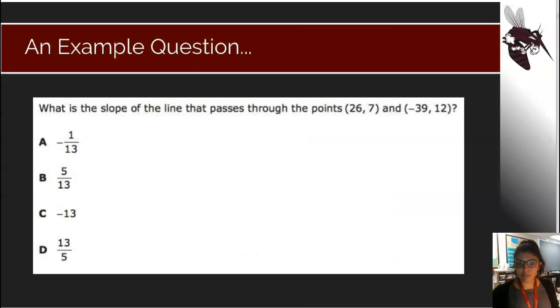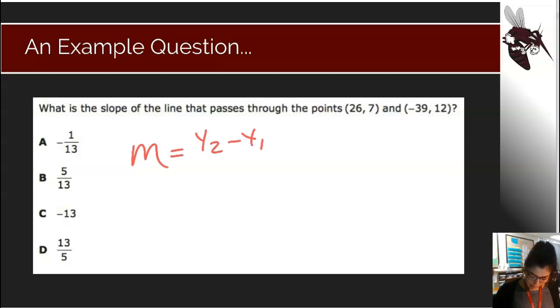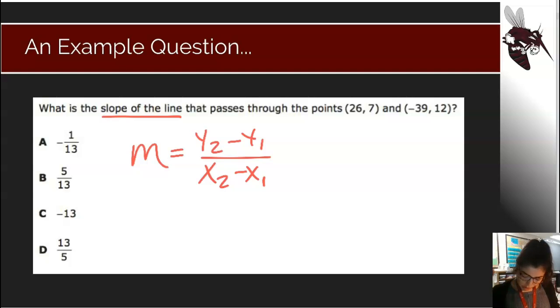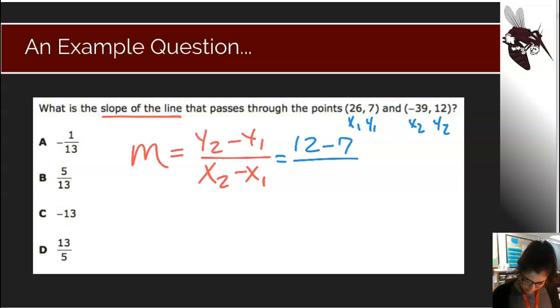So an example question taken from a STAR test is, what is the slope of a line that passes through these 2 points? Well, this is just like what we had before. We look at our formula chart, and we know that the slope of the line is a whole formula that's on my formula chart. All I have to do is put the pieces where they belong. So if I label my points correctly, there's the first set of coordinates. There's the second set of coordinates. I'm going to be able to put these pieces where they belong in this formula. y2 is 12, y1 is 7, x2 is negative 39, x1 is 26.